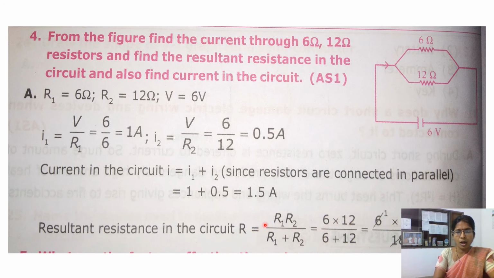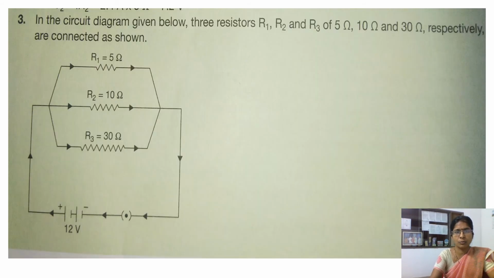R is equal to R1 into R2 by R1 plus R2. So here it is equal to 6 into 12 by 6 plus 12. 6 twelves are 72, by 18, which is equal to 4 ohms, which you have done in the previous problem. The same is given as the bit in this problem. So with this you have solved the problem. The resistance in the circuit is equal to 4 ohms and the current in the circuit is equal to 1.5 amperes. Now let's see the next one.